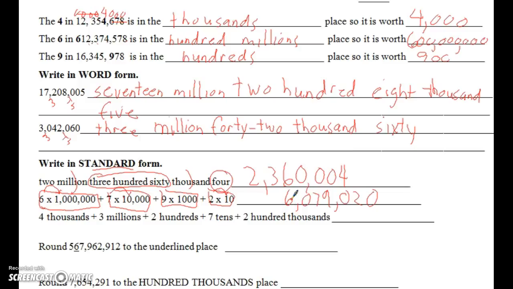Down here, same kind of problem. I'm looking for ones. I don't have any, so I'm putting a 0 in my ones. I'm looking for tens. There's a 7. Looking for hundreds. There's a 2. My comma. Looking for thousands. 4 of them. Looking for 10,000s. I don't see any, so that would be a 0. 100,000s right here. There's 2. Millions. There's 3. 3,204,270.